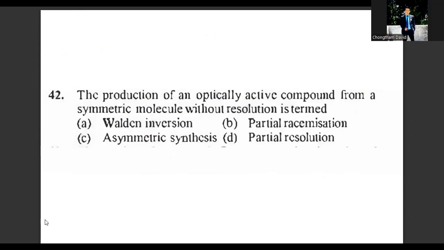The production of an optically active compound from a symmetric molecule without resolution is termed as, this is called asymmetric synthesis.